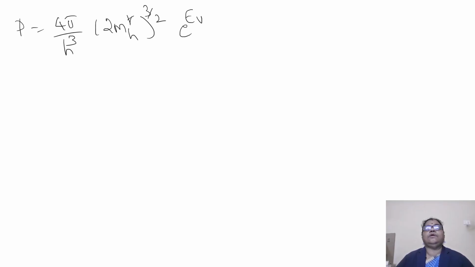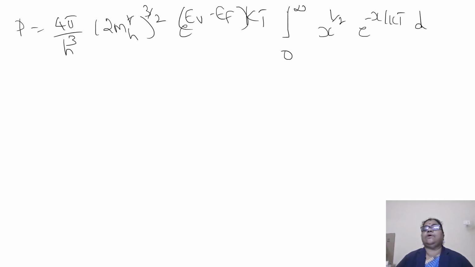So with the continuation of the density of holes, P is equal to 4 pi by h cube, multiplied by 2 m h star to the power 3 by 2, into e to the power EV minus EF by KT. In order to use the negative sign of dx, we can change the limit as 0 to infinity, x to the power half into e to the power minus x by KT into dx.